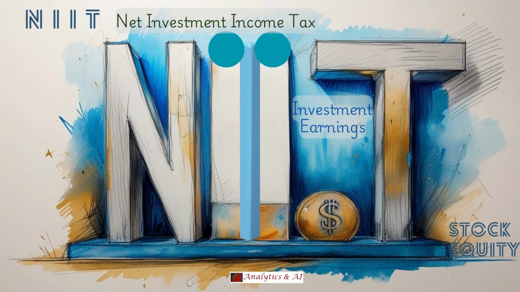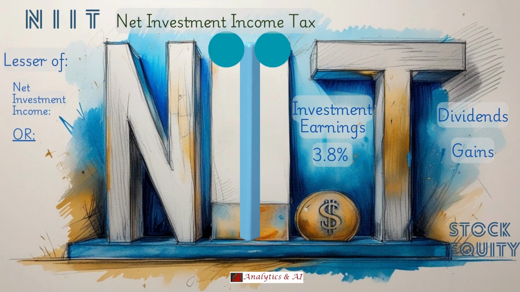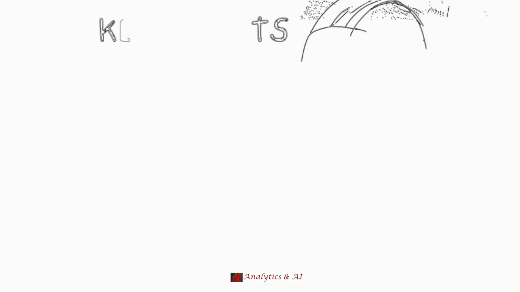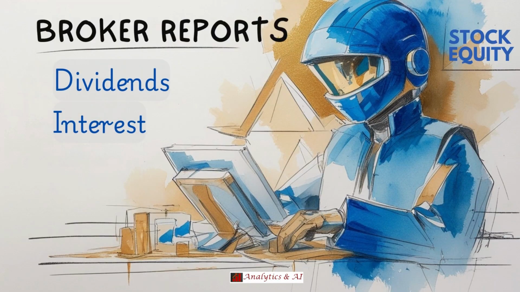Higher income investors may also pay a 3.8% net investment income tax on investment earnings, including dividends and gains. The 3.8% NIIT applies to the lesser of your net investment income or your modified adjusted gross income amount that exceeds the statutory thresholds, which for 2025 are: single, $200,000; married filing jointly, $250,000; married filing separately, $125,000. Your broker reports your dividends, interest, and stock sales to both you and the IRS.